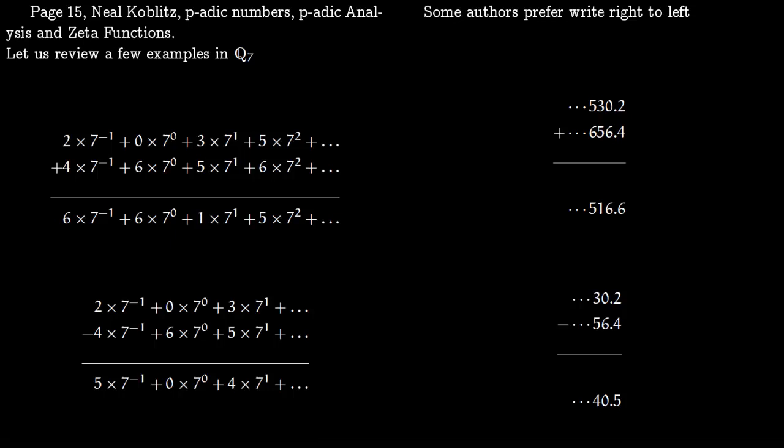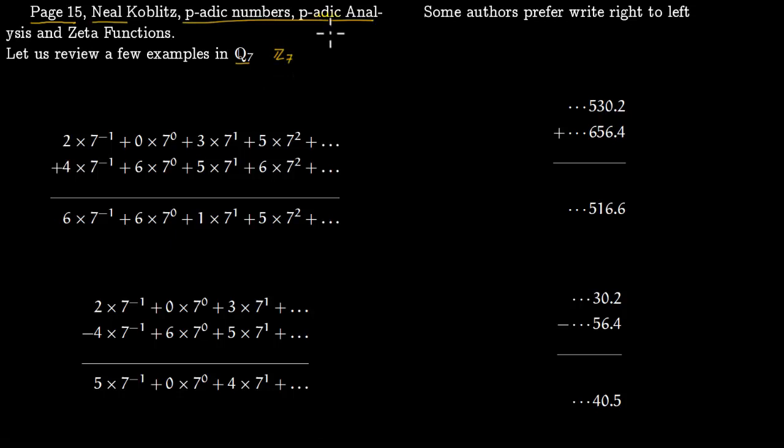Now we will do some concrete arithmetic in p-adics. All the examples we have taken are from page 15 of this book by Neil, p-adic numbers and p-adic analysis and zeta functions. These examples are from this Q7. So we are going to use a very concrete description of both this Z7 and Q7.